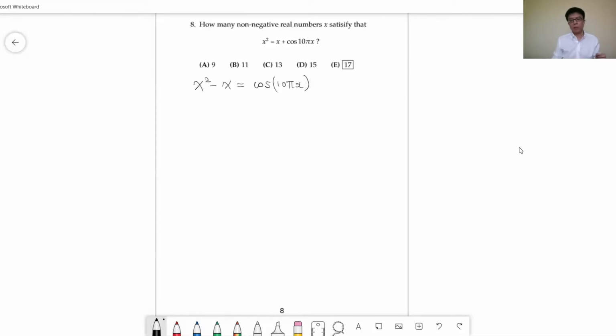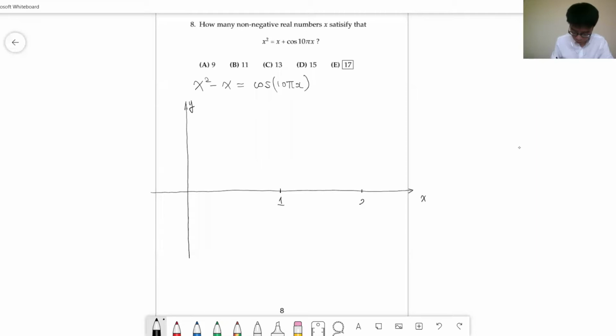One graph is x squared minus x, which is a parabola. The other graph is cosine 10 pi x, which is a trig function graph. And let's see how many intersections we have, right? Let me draw the coordinate system. So this is y, this is the x coordinate. Now this is 1. This is 2. And this is 1, because the cosine function is between 1 and minus 1.